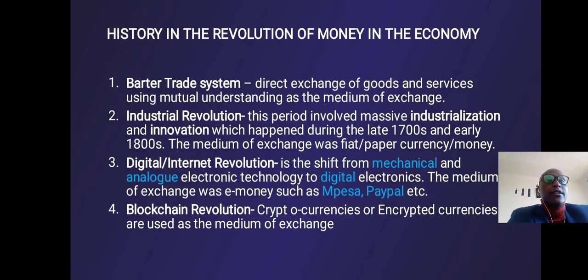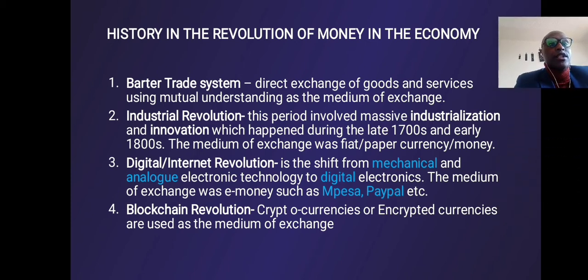So, in the history of revolution in both money and economy, in the early days, we used to have a barter trade system where the medium of exchange was basically mutual understanding. So you have something I need, I have something you need. We just agree on the quantity, but there was much less about valuation. And the second phase of revolution was the industrial revolution, where paper money was introduced. This is the fiat currency we talk about, the physical money, the physical cash.